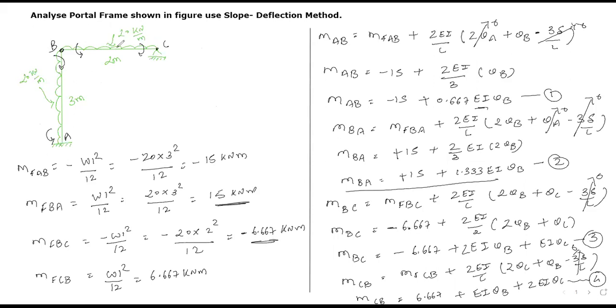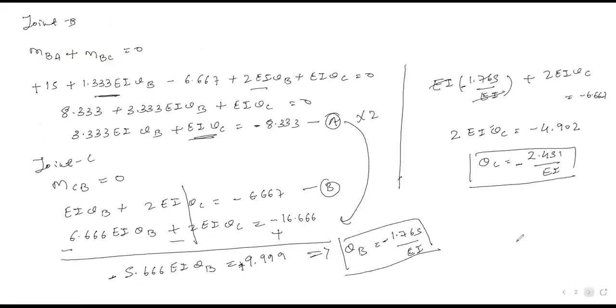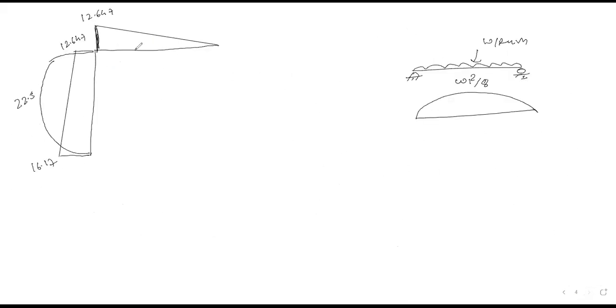Similarly, MBC again simply supported beam consider कर लो और कैलकुलेट कीजिए मोमेंट. wL square by 8 से 20 into 4 by 8, so we will get 10 kN/meter. Now just see here. Here value is 12.64 and this value is linearly varying to 0. Okay, so your value will be like this, just like this. Okay, 10.